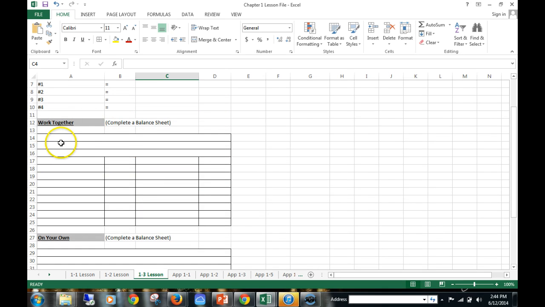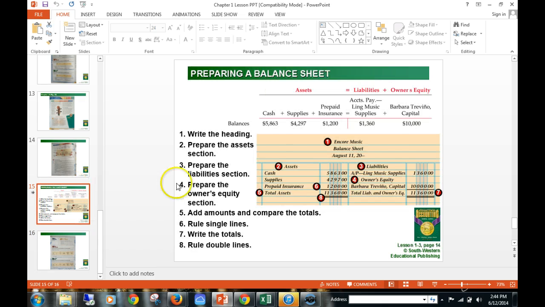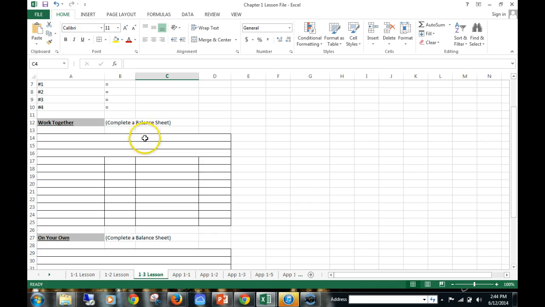So we get to the work together, and I've put together, again, this is what a balance sheet looks like, and it might be a paper form, it might be in Excel, it might be in some other type of spreadsheet program that your company uses, but it's going to look something like this, where you have the assets on the left and liabilities and owner's equity on the right, and we're going to write this information in. So I've condensed it down a little bit.